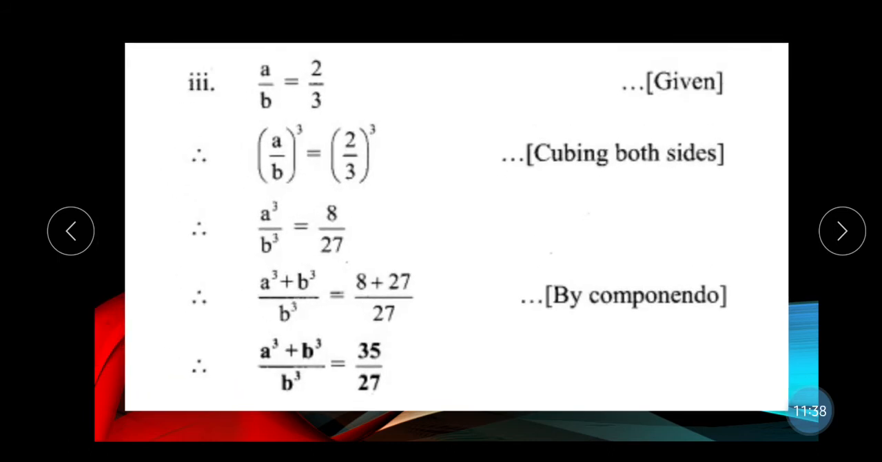Third one, a upon b is equal to 2 upon 3, that is already given. As in the question the expression is in the cube, so we will cube both the sides. A upon b the whole cube is equal to 2 upon 3 the whole cube. So, a cube upon b cube is equal to 8 upon 27. Cube of 2 is 8 and cube of 3 is 27. Now, by using componendo, we get a cube plus b cube upon b cube is equal to 8 plus 27 upon 27. A cube plus b cube upon b cube is equal to 35 upon 27.